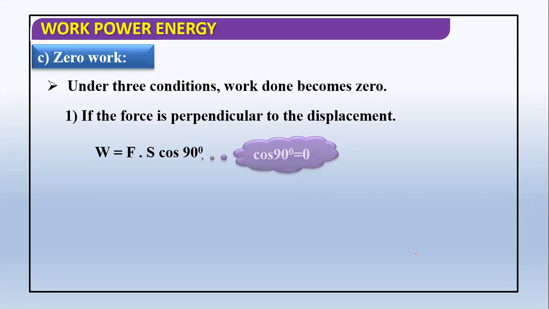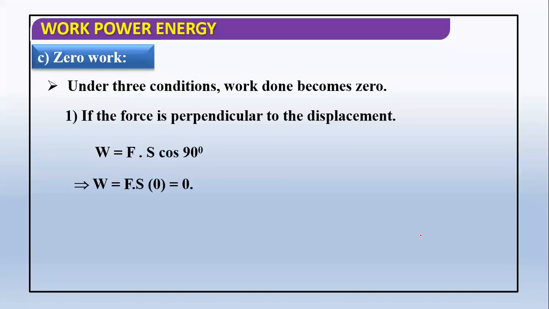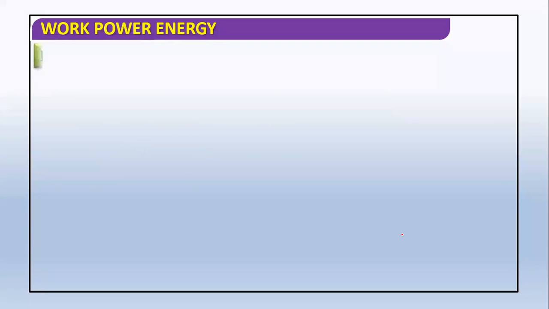Cos 90 is 0, so work will be 0. We will see the examples.